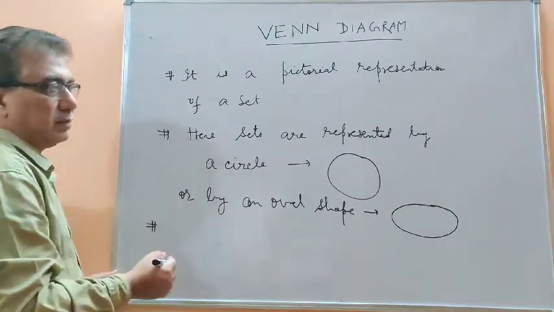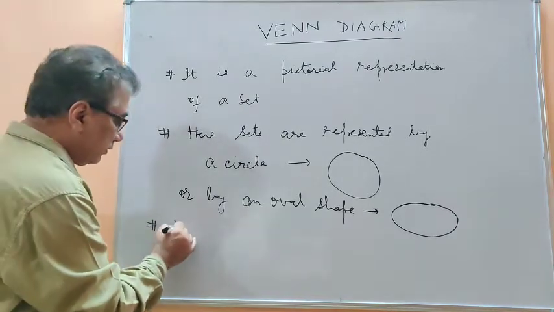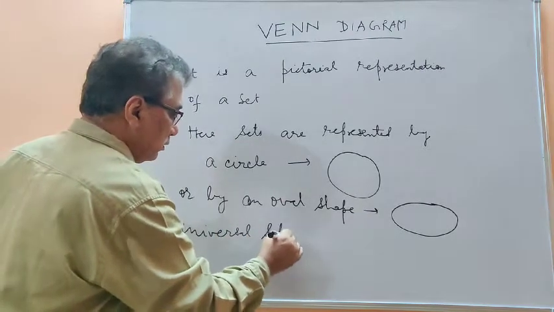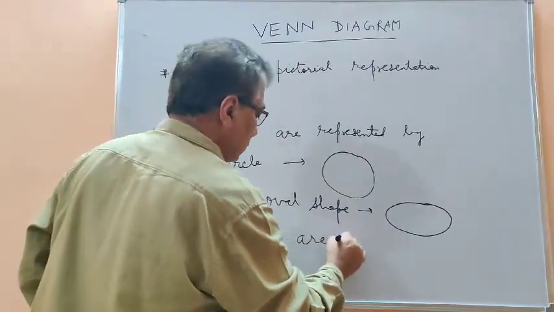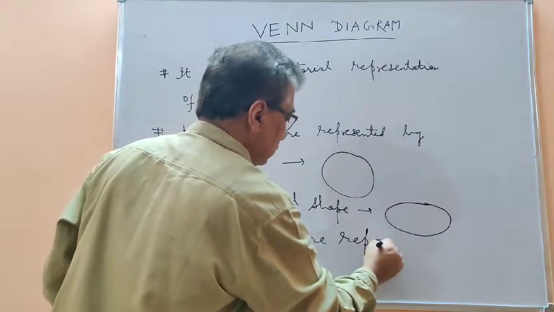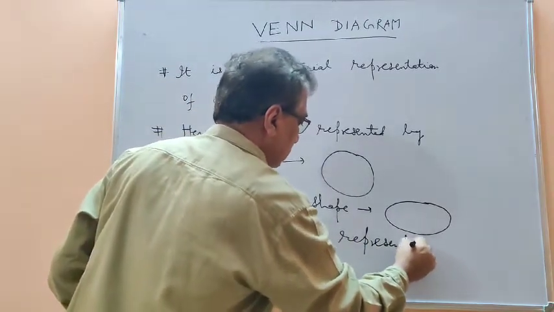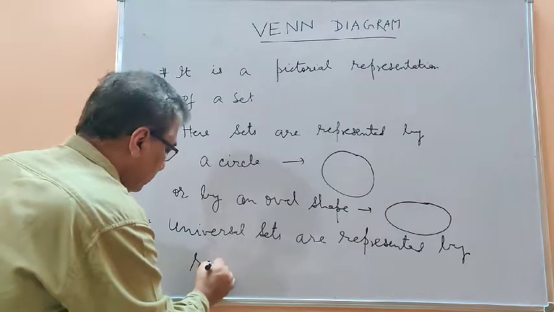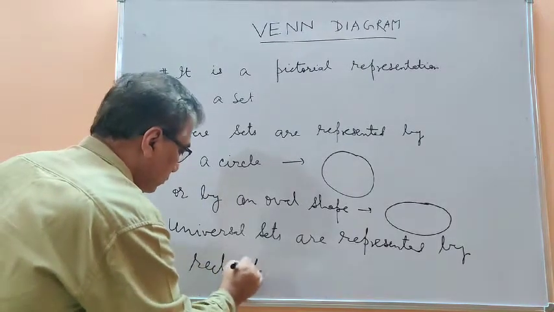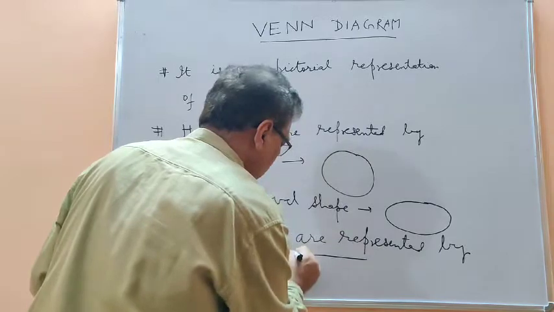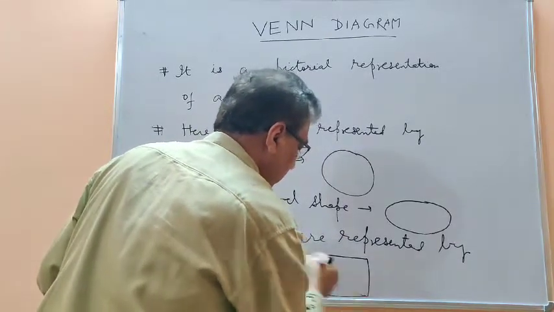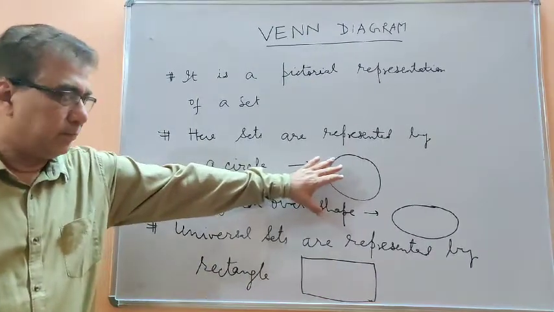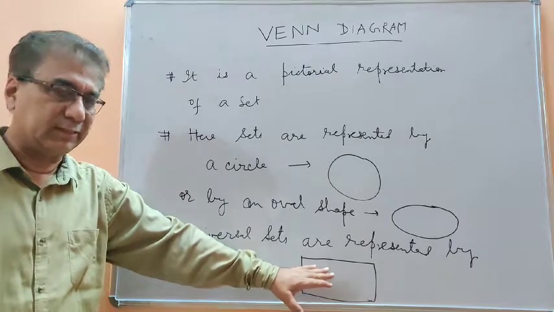we have a different symbol for the universal set. Universal sets are represented by a rectangle. So whenever we represent any set, it must be enclosed by the universal set.